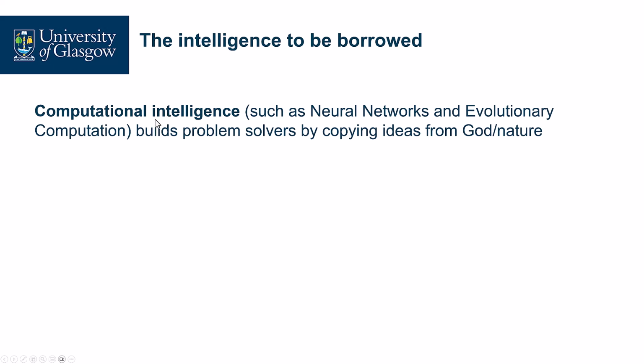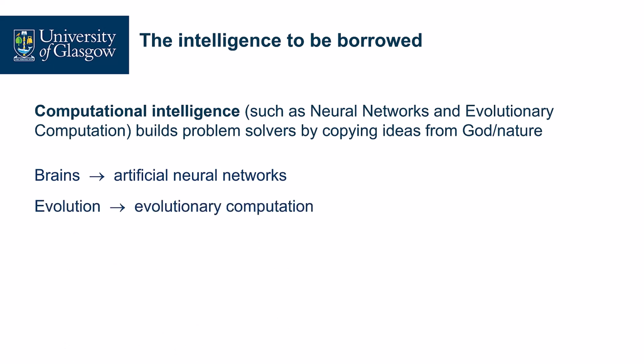For computational intelligence, we often solve problems by copying ideas from nature. For example, the artificial neural network that you may have heard of borrows ideas from the human brain. And for evolutionary algorithms, we borrow from natural adaptation, or we call it evolution. That's why we call it evolutionary computation.